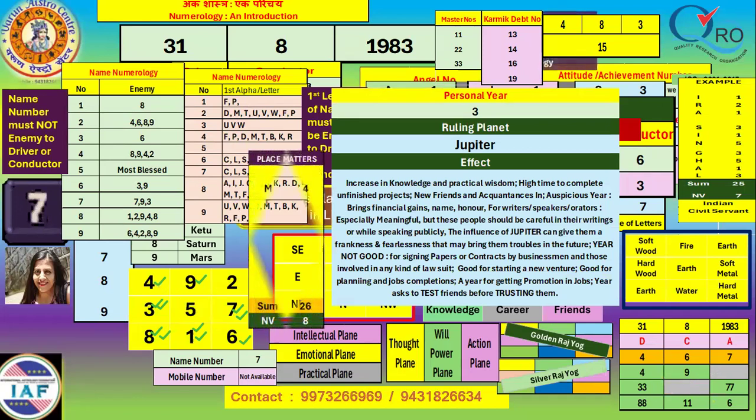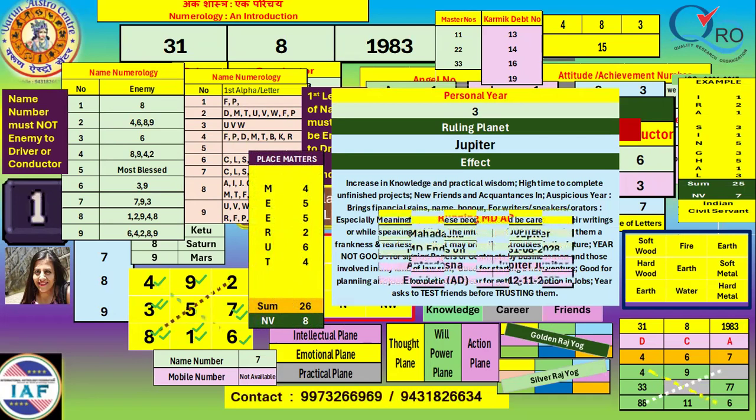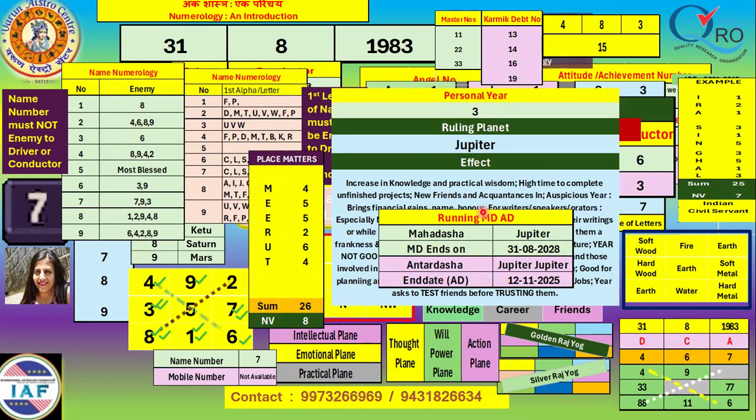And she was born in Meerut, which again gives 8 number, which is inimical to the 4 number. So currently the Mahadasha of Jupiter is also running. Jupiter number is also running and Jupiter Mahadasha is also running, and which will end on 12th November 2025.